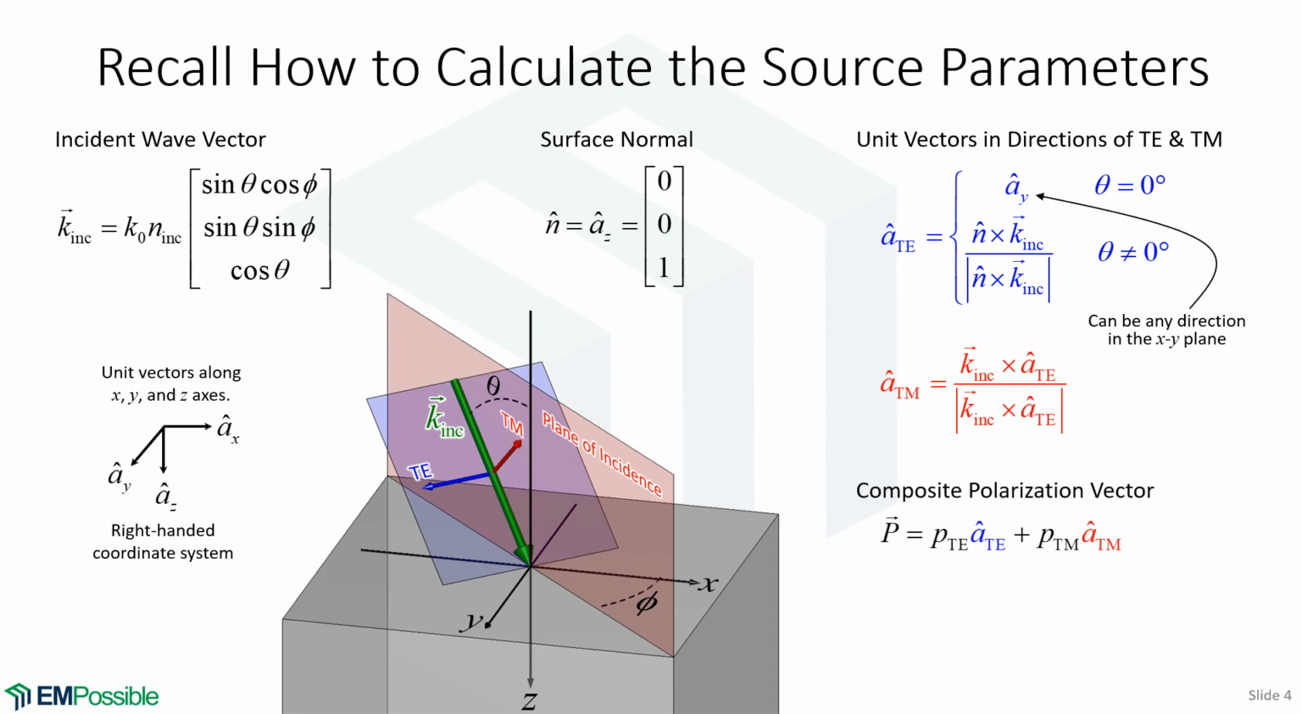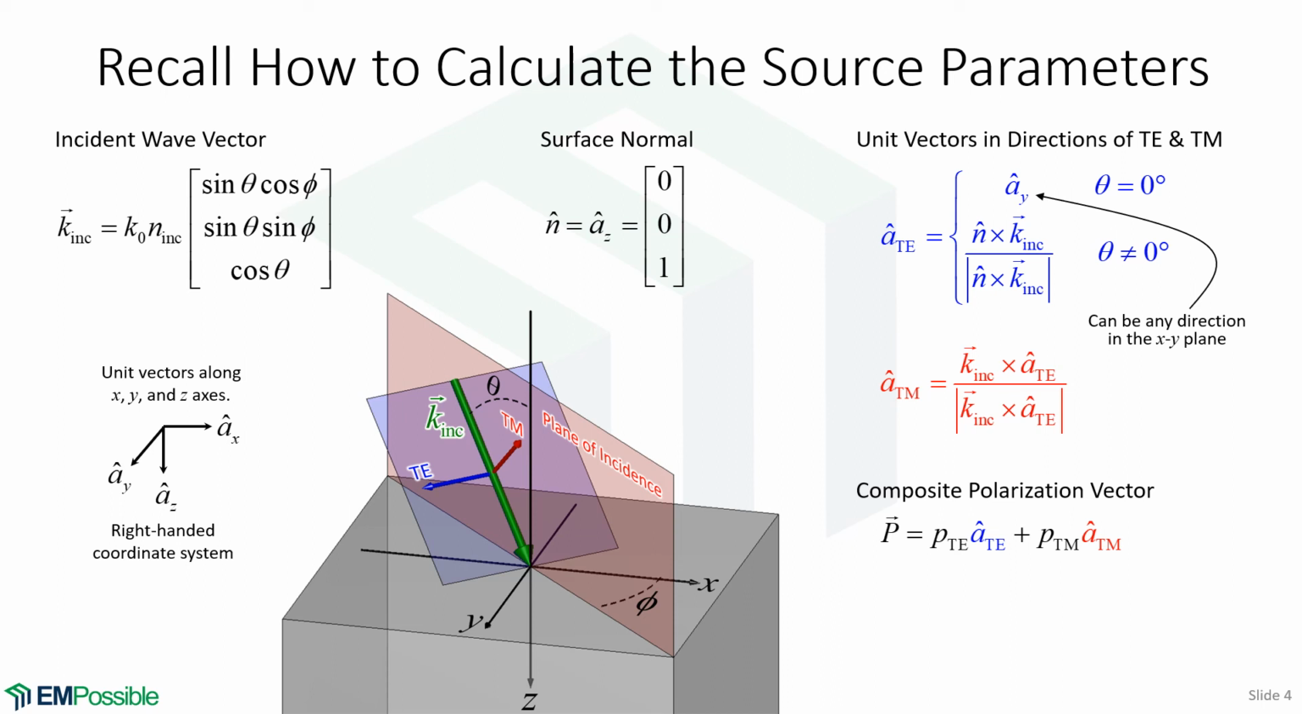Given that we have directions in the TE and TM polarizations, we're in a position to calculate the overall composite polarization vector. So this really is the amplitude and the direction of the electric field of the applied wave, and it has some complex amplitude in the TE direction and some complex amplitude in the TM direction. Typically, this P sub TE and P sub TM will be inputs to our transfer matrix method to define the polarization of the wave.